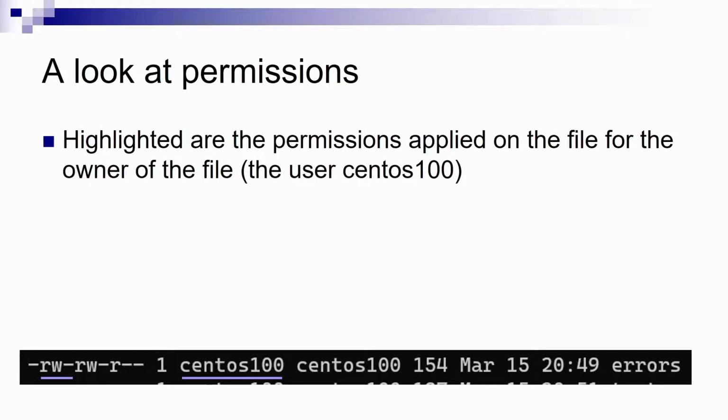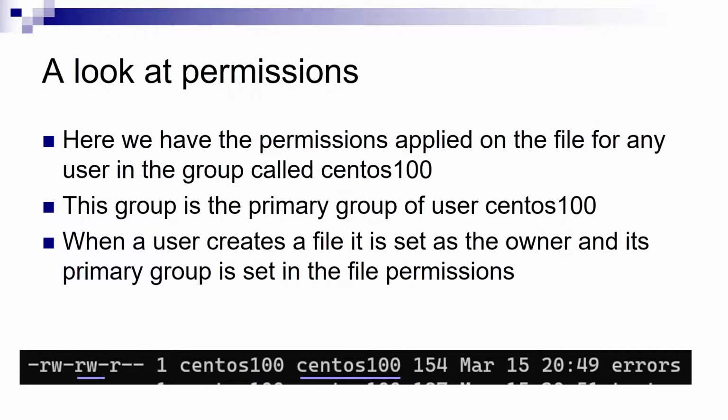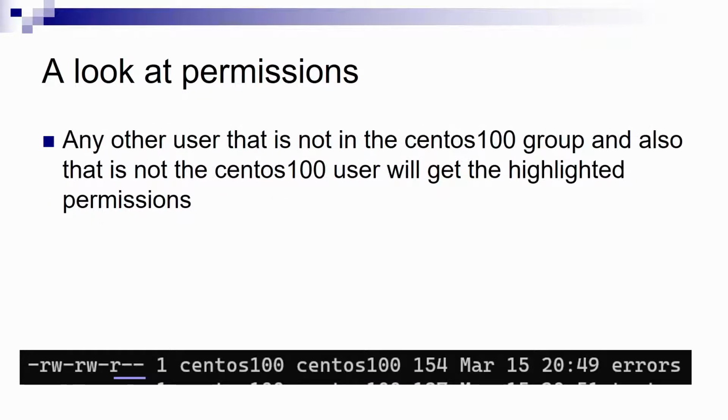I also highlighted it here in steps. You see the first 3 characters are assigned to the owner of this file, which is the CentOS 100 user. Then the next 3 are assigned to the group that is set on the file. Since I didn't change it, this file has been created with the CentOS 100 user, so its primary group has been set also as the group of the file. And the last 3 characters are assigned to any other user who is not CentOS 100 or is not a user of the CentOS 100 group.